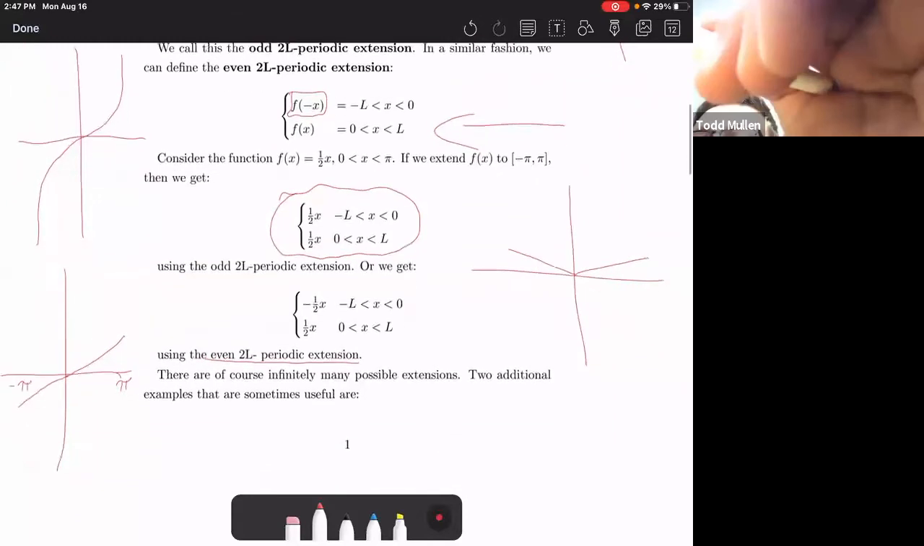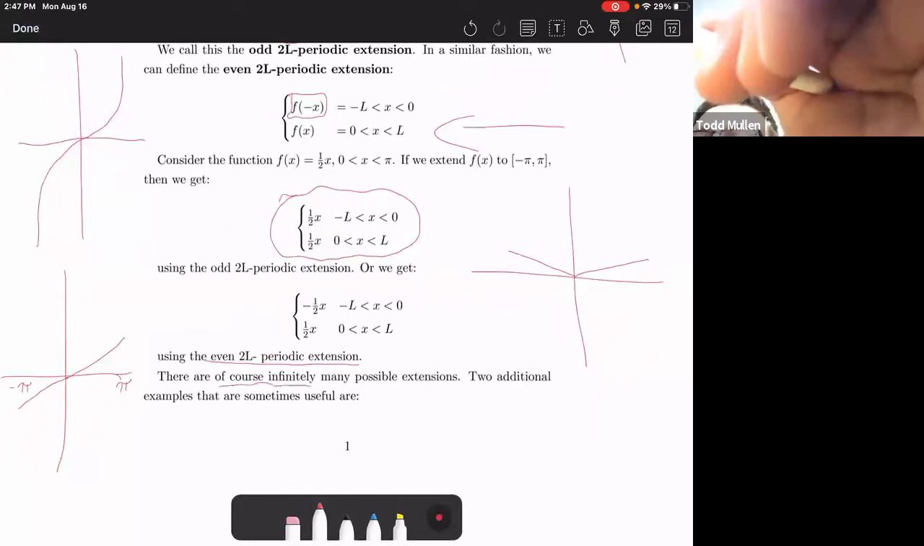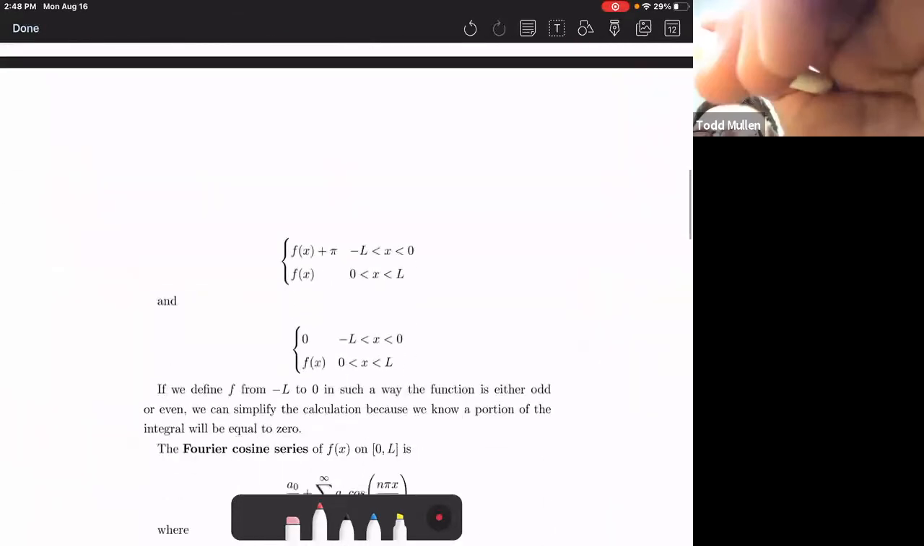So there are, of course, infinitely many possible extensions. These are just two of them, where you can take something on the right-hand side and give it this kind of symmetry or this kind of symmetry or anything you want. There are two other additional ones that are sometimes useful.